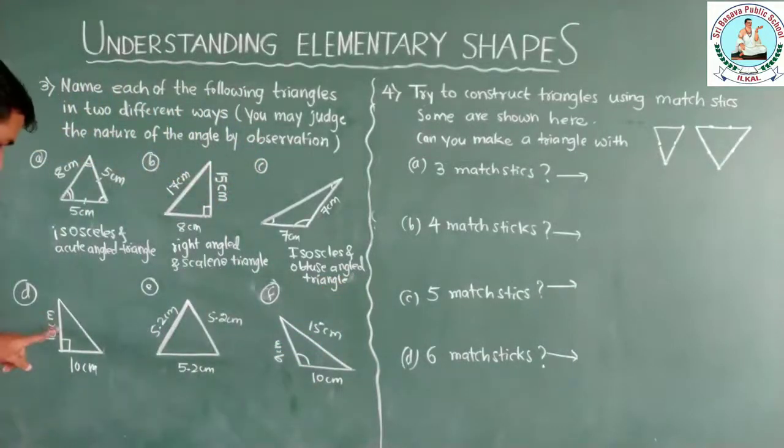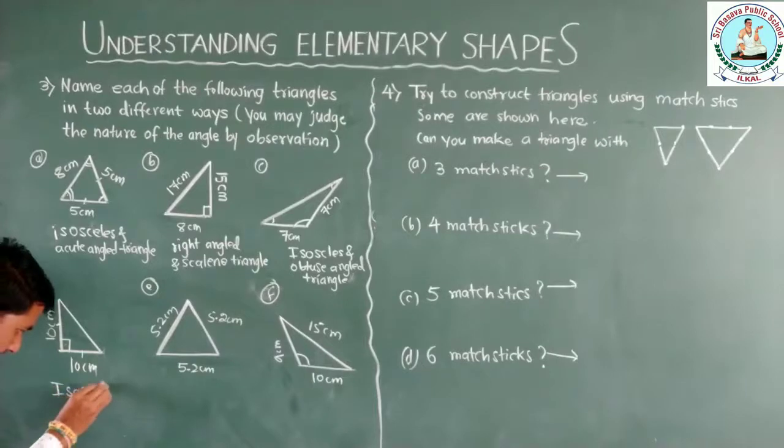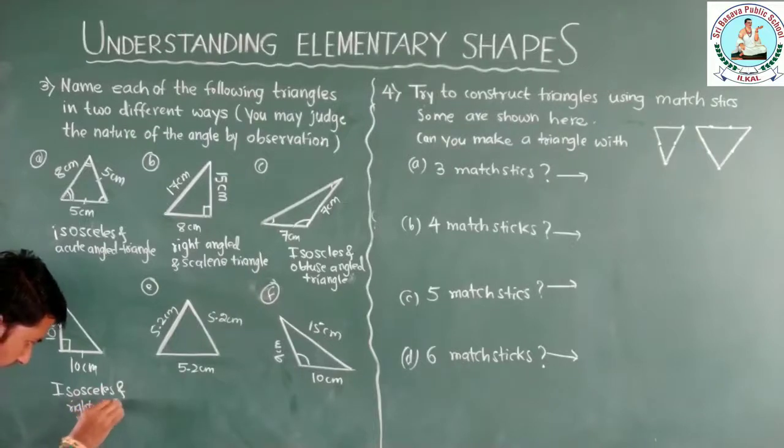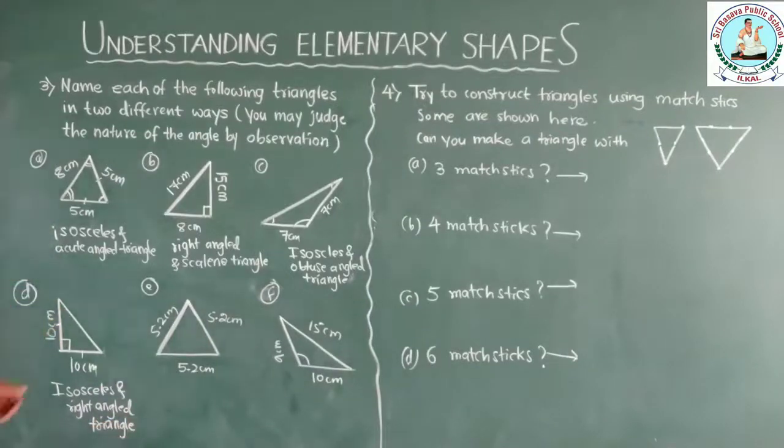So here, this side and this side are equal in length, and at the same time, one of the angles measures 90 degrees here. So that is isosceles, correct? Isosceles and right angled triangle. Let's go for the next one.